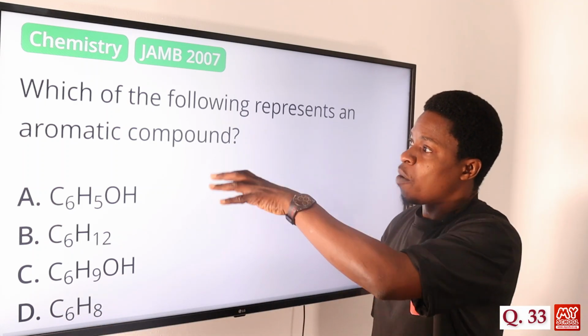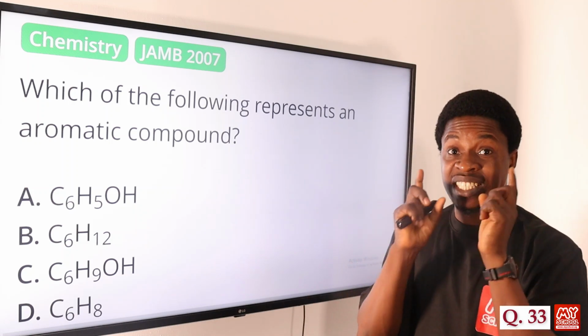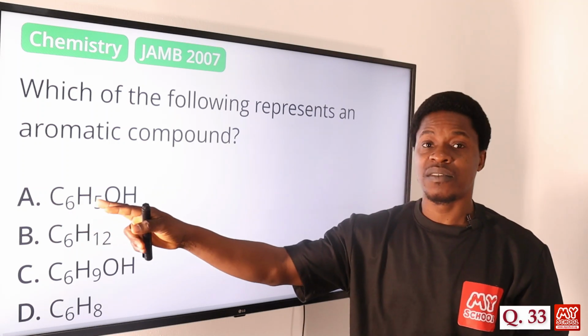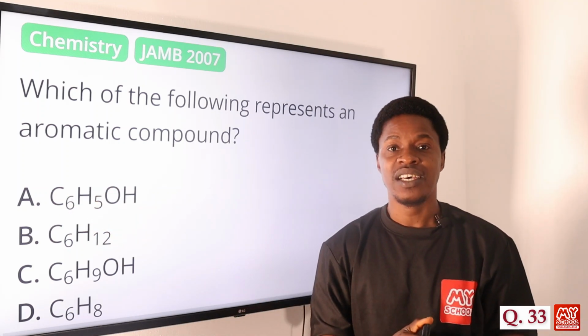So we are talking about aromatic compounds. They have a benzene ring. That is the easiest way to identify them. So this is C6H5OH. So the correct answer is option A.